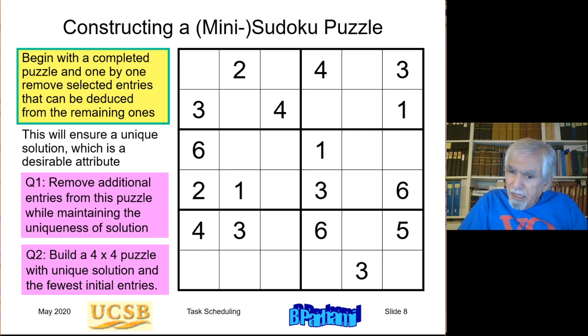So the numbers 1 through 4 will be placed in the cells to solve it. And I'm asking you to make a 4 by 4 Sudoku puzzle with a unique solution and the fewest initial entries. There are 16 cells in a 4 by 4 Sudoku puzzle. Try to minimize the number of entries that you provide at the outset while ensuring a unique solution. For example, can you do it with 6? Can you do it with 5? See what is the smallest number of entries that you can place in the 4 by 4 puzzle and have it maintain a unique solution.